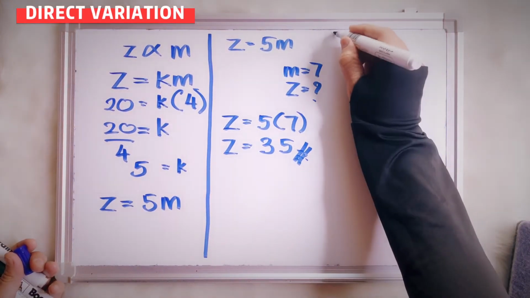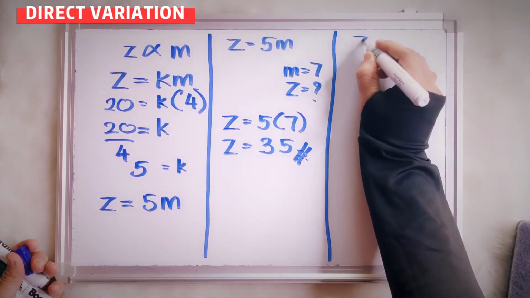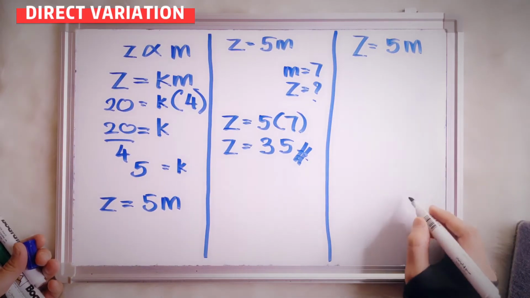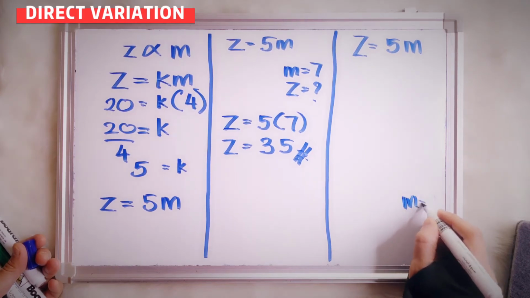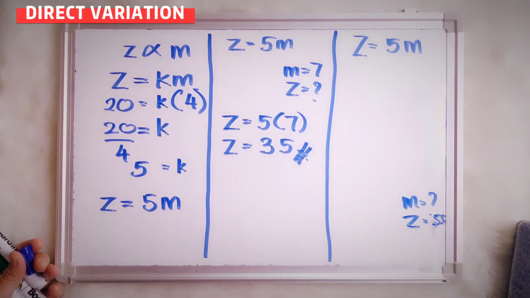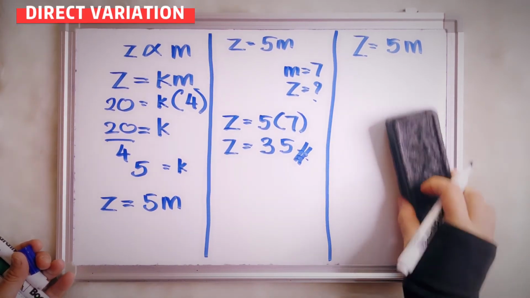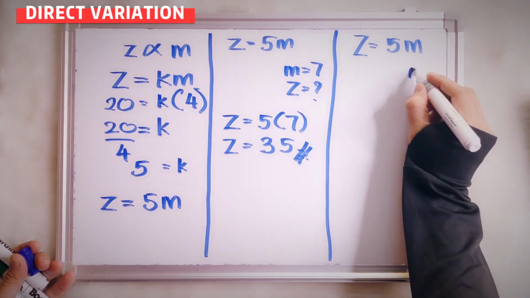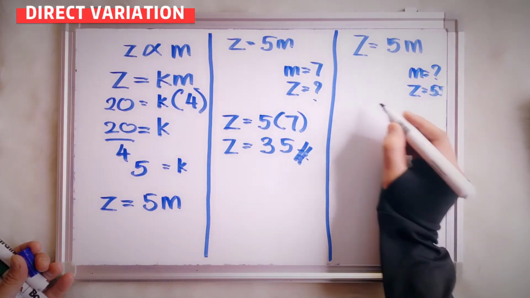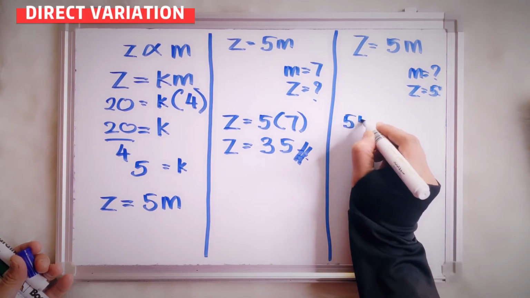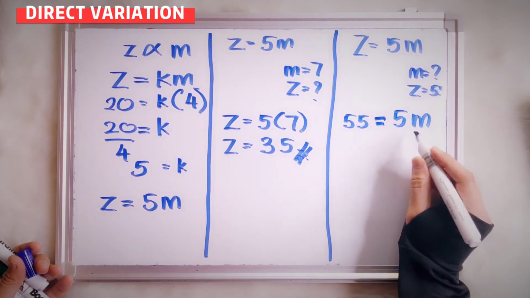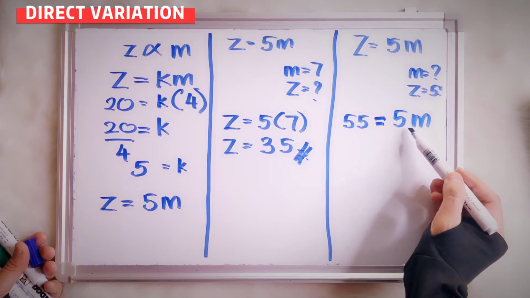Alright, one more. Same equation, yeah. So z equals 5m, alright. So now you have to find what is the value for m when your z equals 55. Okay? Okay, I put here. When your m, you don't know your m, and your z now is 55. So now, same thing, 55 equals 5m.